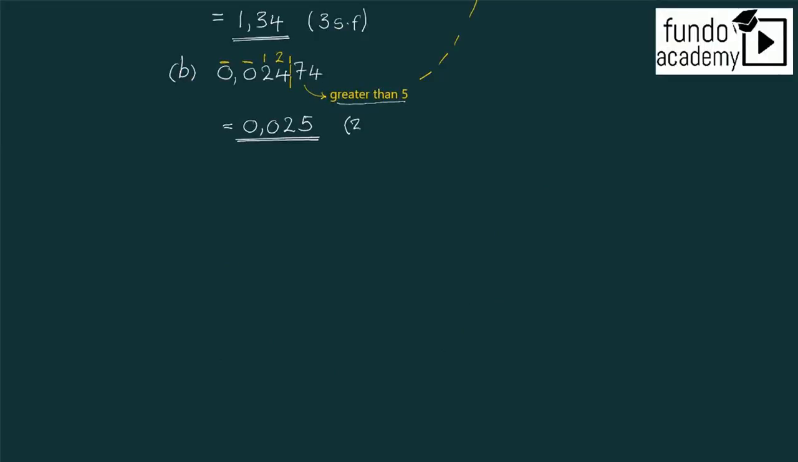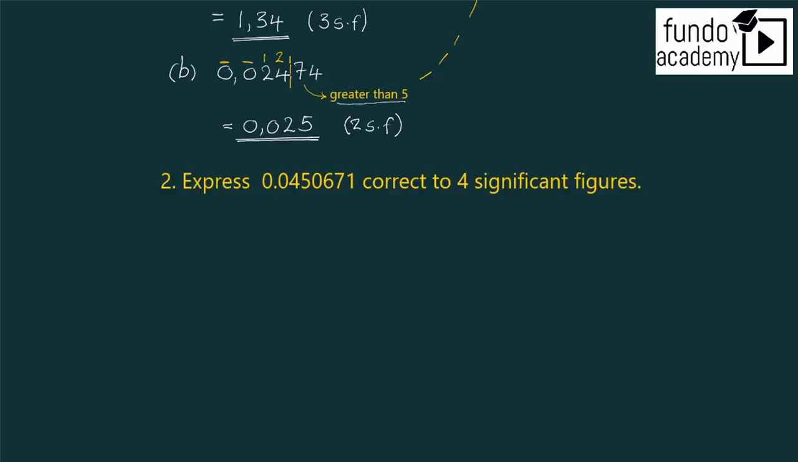Alright, so let's go on to the next part. We want to express 0.04506, right, and we want to express it to how many significant figures? Correct to 4 significant figures. Right, so this example, I'm going to leave it to you. I'm going to give you just a minute, less than a minute, to work this one out. I don't think it should take you much time. Just round this correct to 4 significant figures. I'm just giving you a couple of seconds.